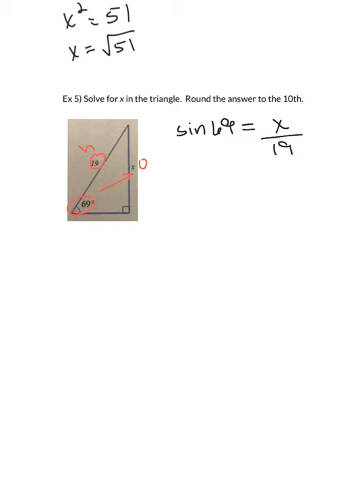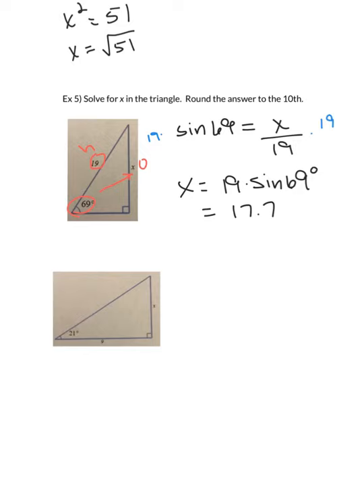Now we need to solve this equation for x. Well, going back to our algebra, in order to solve for x, we would multiply both sides by 19. So x equals 19 times the sine of 69 degrees. Now you're going to put this into your calculator and round your answer to the 10th. If you put that in your calculator, you should get 17.7. This is the measure of a leg, and we don't know if it's inches, centimeters, yards. We have no idea, so we're not going to put a label on it at all.